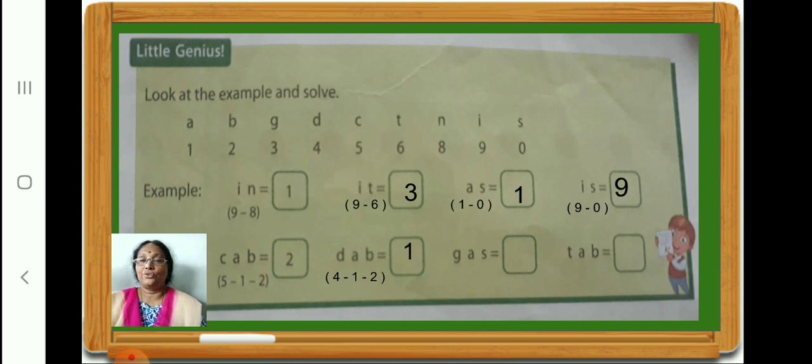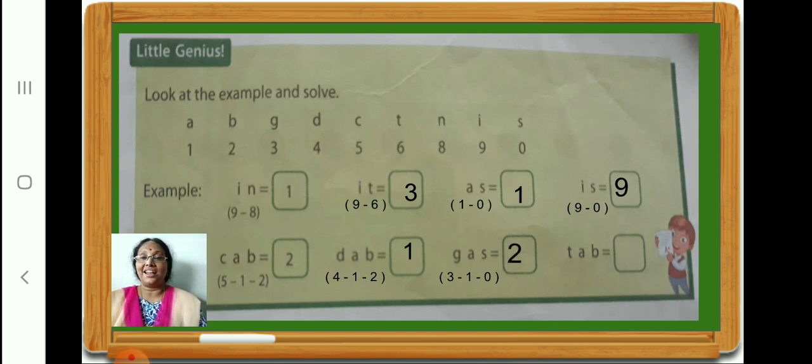Now let us do the next one. GAS. Value of G is 3, value of A is 1, value of S is 0. Therefore let us write 3 minus 1 minus 0. Therefore 3 minus 1 is 2, 2 minus 0 is 2. So let us write 2 in the box.